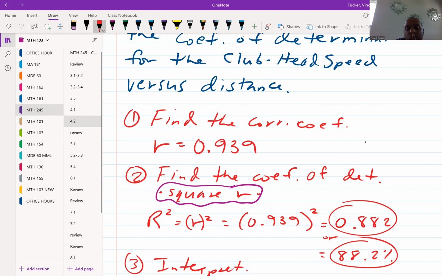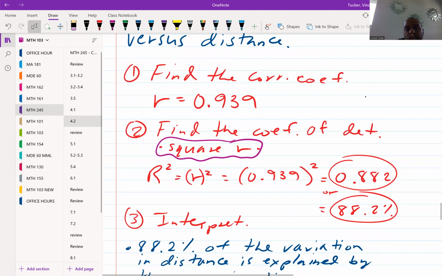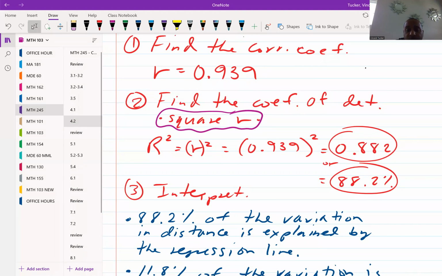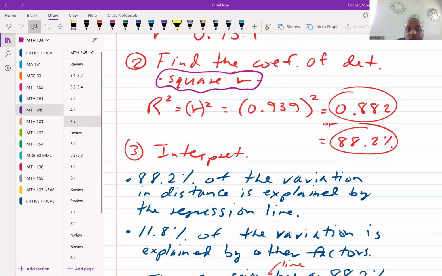Any questions before I scroll up? So the interpretation of 88.2% as your coefficient of determination says 88.2% of the variation in distance is explained by the regression line. 11.8% of the variation is explained by other factors. And so you get the 11.8% by subtracting 88.2 from 100. So that's where you get that number from.